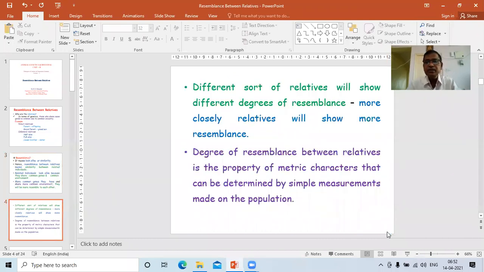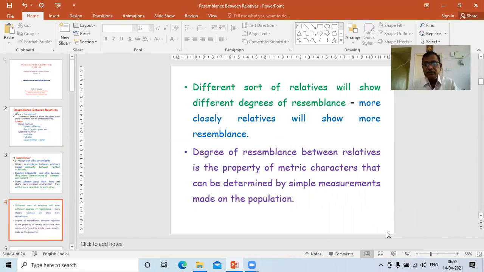So different sort of relatives will show different degrees of resemblance. More close relatives will show more resemblance. The degree of resemblance between relatives is the property of metric characters. Now see, the degree of resemblance between relatives is the property of metric characters. Now the linkage is there.